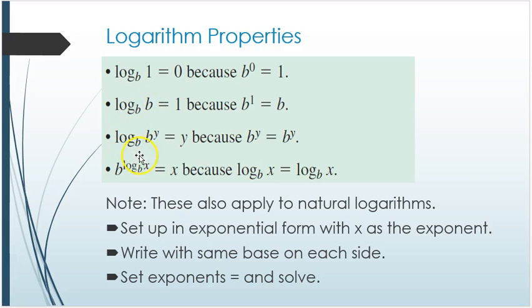And then here's a similar case. If you have log base b of b to a power, then the answer is just going to be the y value. It's like this stuff is all canceling out. So if the base of a logarithm and the base of an exponent are the exact same number, then the answer is just going to be the exponent. And that comes from the fact that b to the y would equal b to the y.